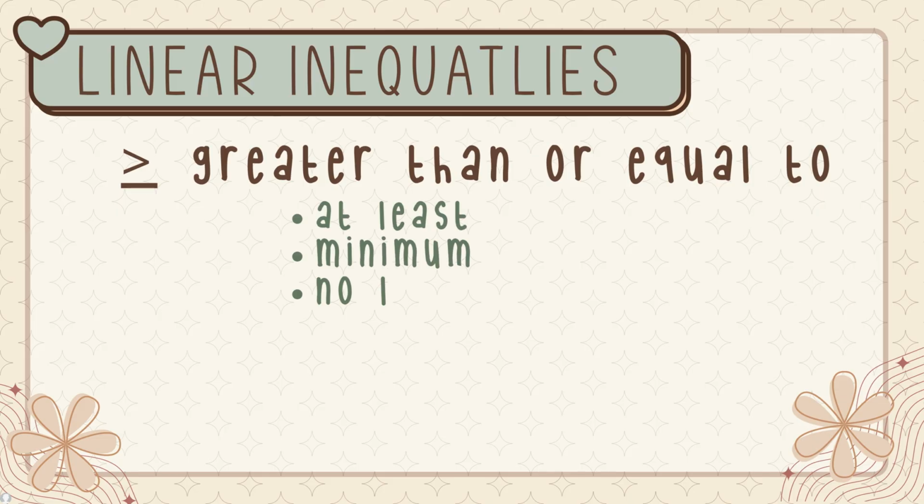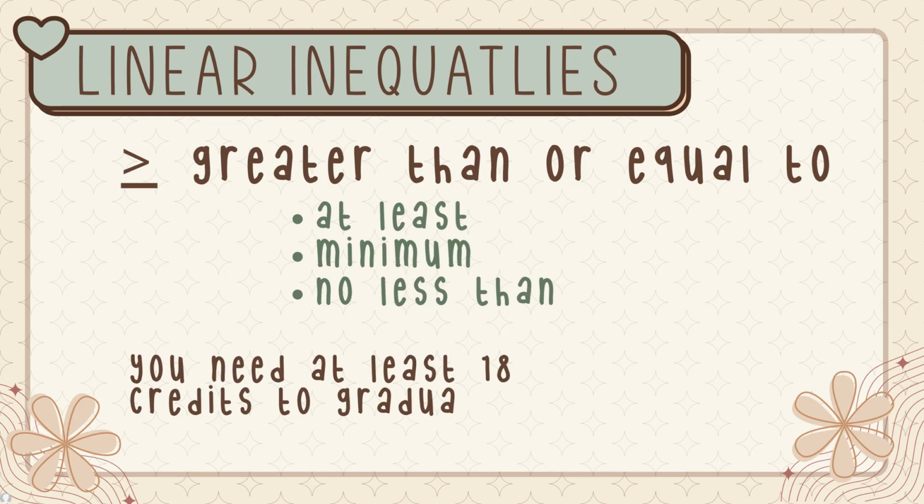These keywords are at least, minimum, or no less than. So if you need at least 18 credits to graduate, we can represent this as x is greater than or equal to 18, since you can have 18 credits or anything more than 18 to graduate.